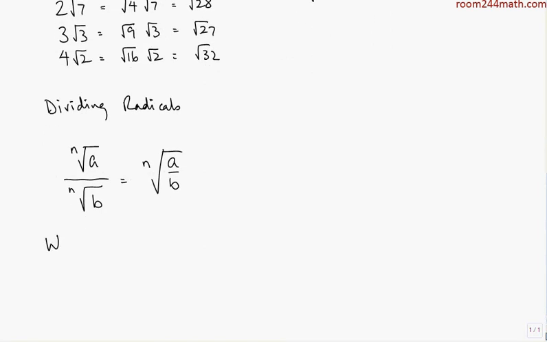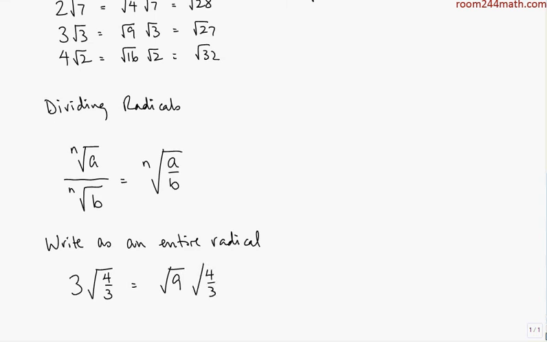So what if we wanted to write the following as an entire radical? Let's say we have 3 times the square root of 4 over 3. Well, we would take 3, replace it with root 9, and you have root 9 times root 4 over 3. You can multiply the two radicands because the indices are the same. So you end up with the square root of 9 times 4 over 3.